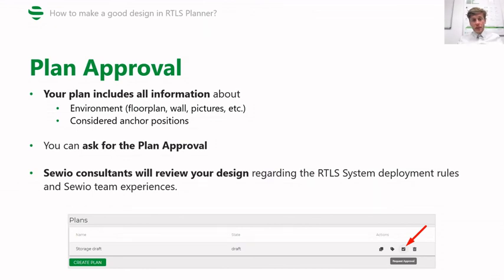When your design is finished, you can ask for the plan approval. The design must include all the details mentioned on previous slides. After a request for approval is sent, Sewio teams go through all the details you added into the plan and try to understand your design. Based on the RTLS system deployment rules and Sewio team experience, the plan will be approved or returned with additional questions via service desk.